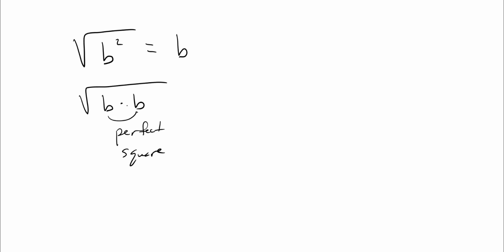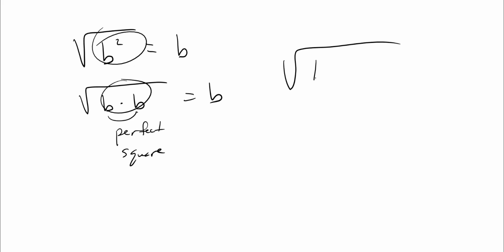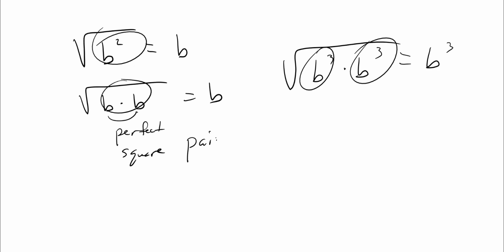So the square root of b times b is just b, because that's b squared, right? So if I said the square root of b to the third times b to the third, that's b to the third. Okay, because if I have a pair, it is a perfect square. All right. So really, what we're doing here, guys.